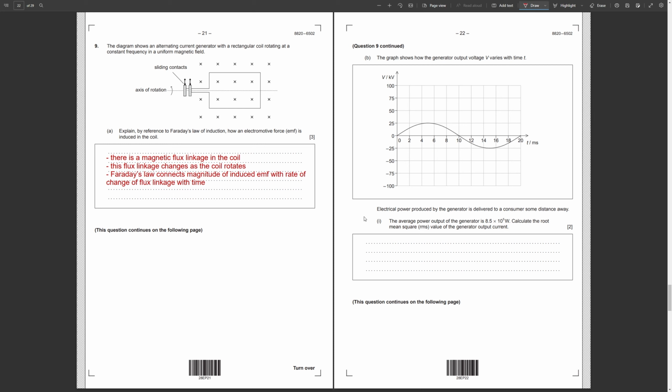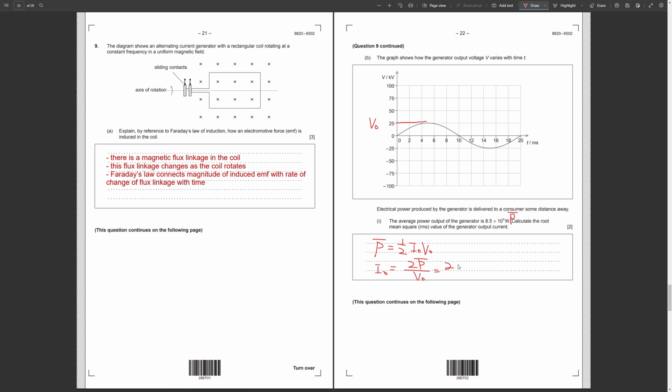In part B, we can get two equations prepared. Firstly, it is the average power being half times peak current and peak voltage. We can get the average power from the question, and we can get the peak voltage from the graph. But we don't know the peak current. Let's get the peak current first.